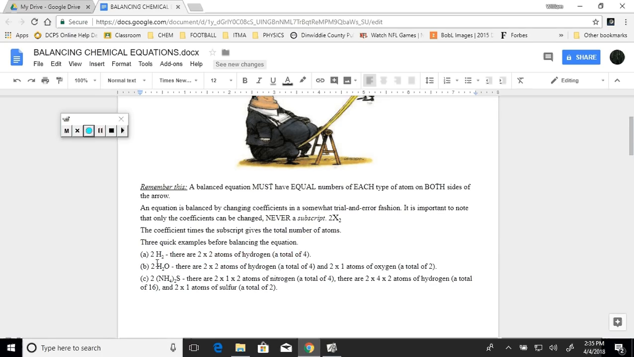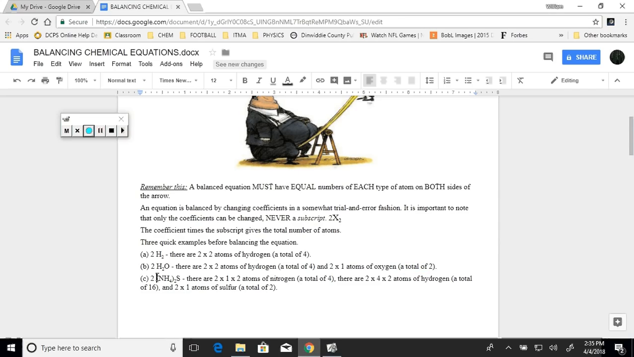Here's another example. I have a coefficient of 2, a subscript 2, and then a pretend 1 here. I don't need to write a 1, but it's assumed there's 1. So there's 2 times 2 atoms of hydrogen, total 4, and 2 times 1 atoms of oxygen, so a total of 2.